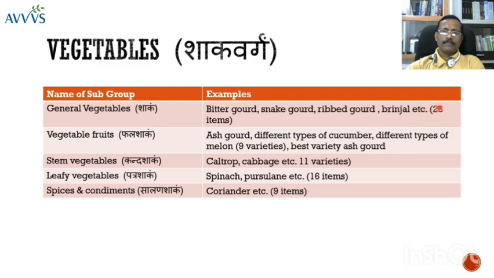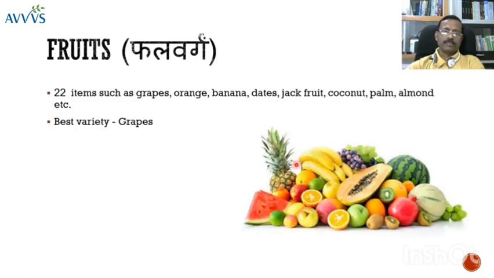There are around 60 individual items explained in the textbook. In Phalavargam or fruits, 22 items such as grapes, orange, banana, dates, etc. are mentioned. Some of them are not available now. Some of them are very difficult to identify. And some of the presently available fruits are not mentioned. For example, papaya is not mentioned in Ashtanga Hridayam because papaya came to India after the 15th century only.